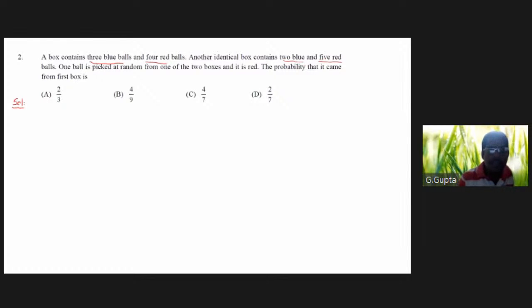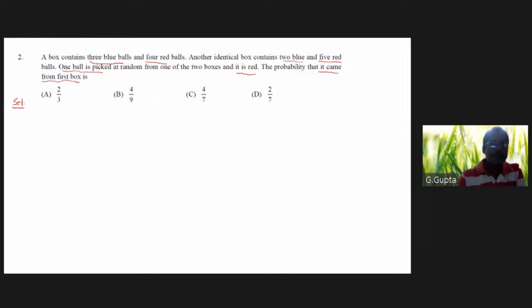This is the arbitrary event. Without selecting the box, can we pick a ball? So here the first event is selecting the box and then picking a ball. Which ball? It is found to be red. From one of the 2 boxes, one ball is selected. The probability that it came, meaning the inverse event, from the first box.